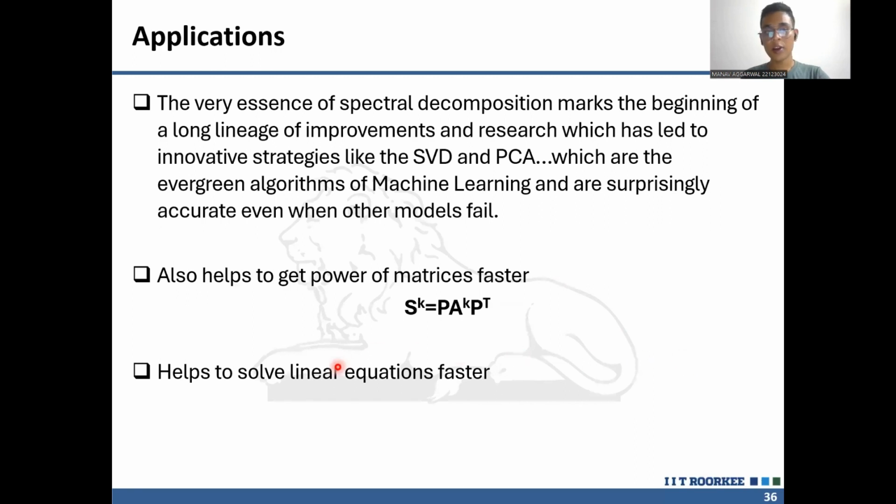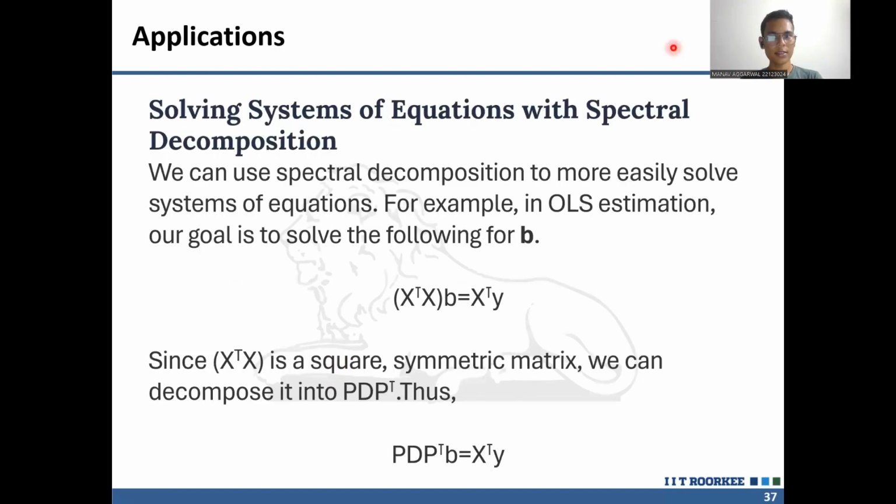Finally, a really interesting aspect that spectral decomposition offers is that it helps to solve linear equations faster. Now, whenever we talk about any computational processes, we need it to be efficient. We need it to be fast. That's where spectral decomposition can step in. Talking about the process, let's consider the example of OLS estimation. Our goal is to solve the following for B.